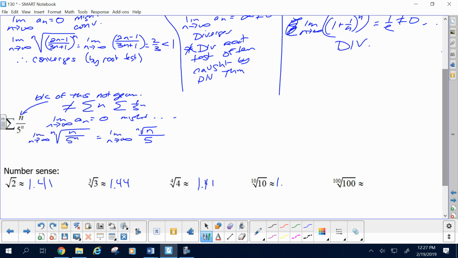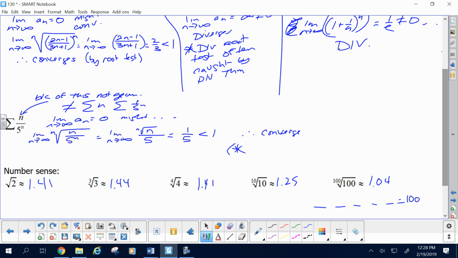This is 1.25. If you look at the 100th root of 100, if you're asking what times itself 100 times equals 100, it can't be very big. It would have to be just above 1, yeah? So as n goes to infinity, this approaches what? 1. Because that limit is less than 1, the series must converge.